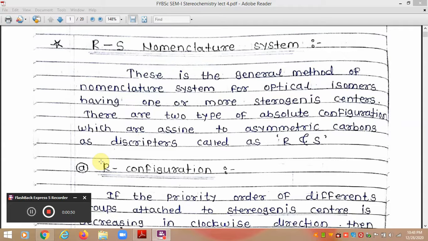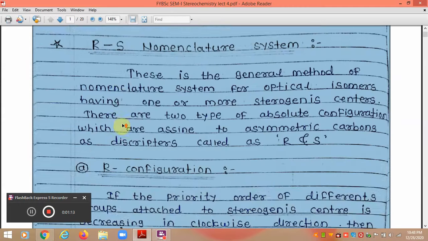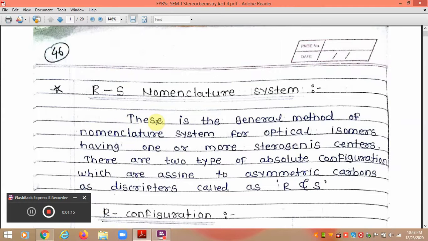In the previous lecture, we talked about the types of relative configuration known as D configuration and L configuration, based upon the position of the hydroxy group attached to the asymmetric carbon atom of glyceraldehyde. Dear friends, in this part of the video, we are going to talk about one of the important types of configuration, known as absolute configuration.